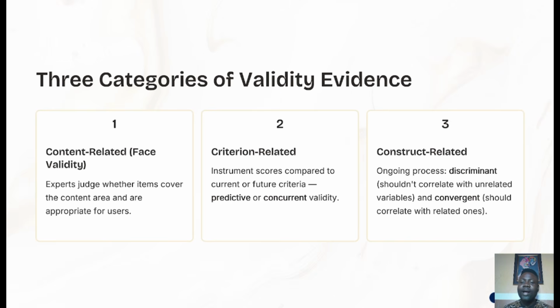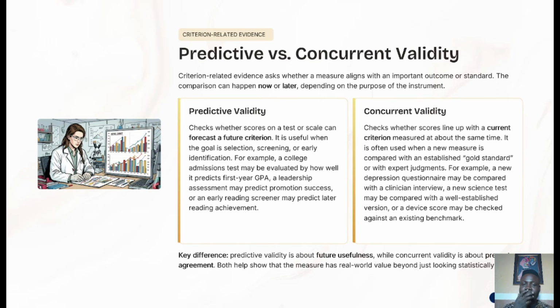So another one is what we call the construct related validity, where we have its ongoing process. We want to check whether the items discriminate or converge. We will look at those details in this video as we go on.